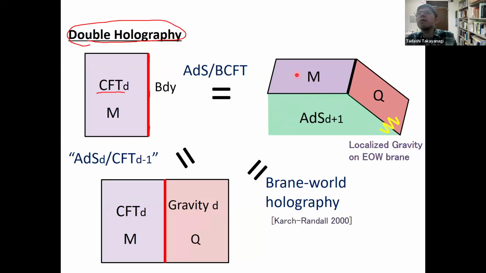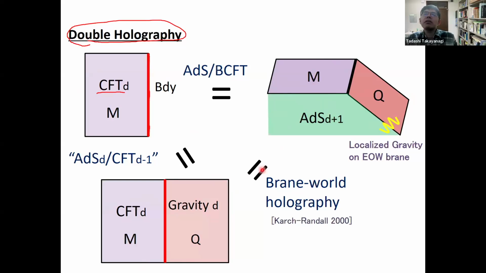M is a conformal field theory which couples to this gravity on Q, because this red guy, this localized gravity, is lower dimensional. D-dimensional gravity lives on Q. So it's like gravity on Q coupled to a CFT. This is a third picture. This connection is called brane-world holography.